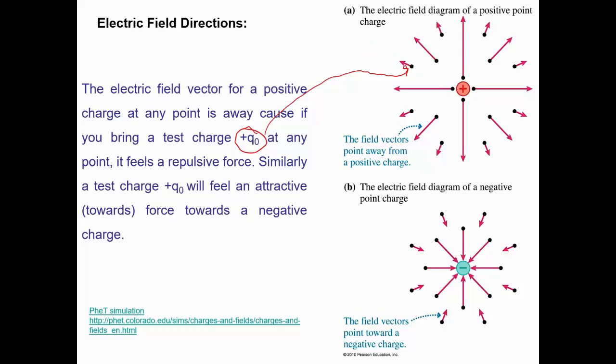And if you bring the same test charge towards a negative charge, it will attract the test charge towards the negative charge. That's why the electric field for a negative charge is radially inward towards the charge. So these are the electric field definitions. This is the electric field pattern for a single positive charge around it, and this is the electric field pattern for a negative charge.